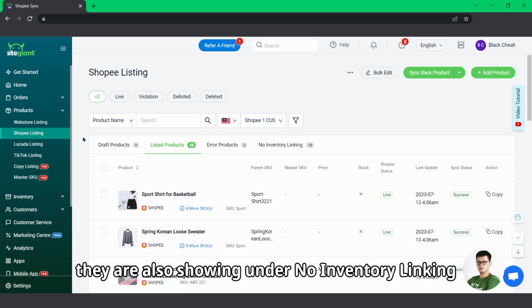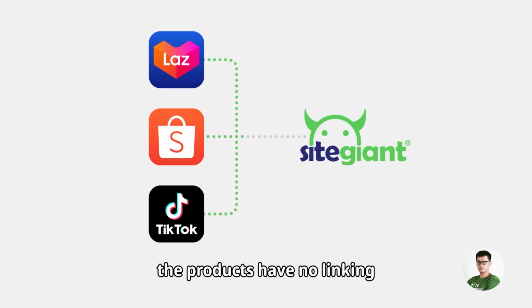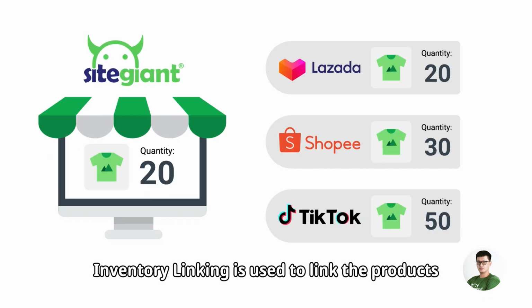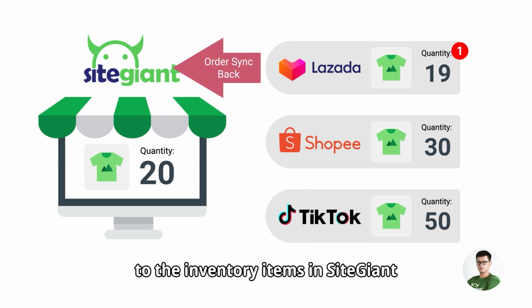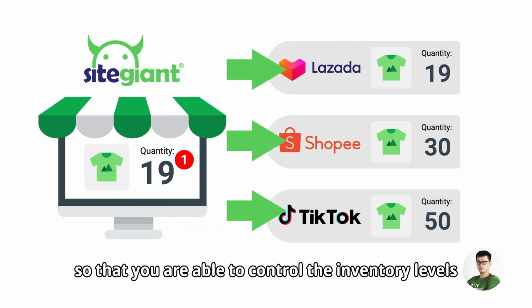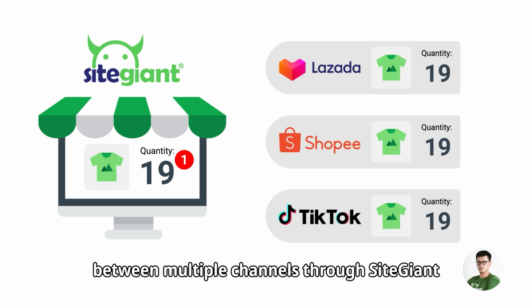At the same time, they are also showing under no inventory linking, which means the products have no linking between the integrated channel and SiteGiant. Inventory linking is used to link the products from the integrated channels to the inventory items in SiteGiant, so that you are able to control the inventory levels between multiple channels through SiteGiant.